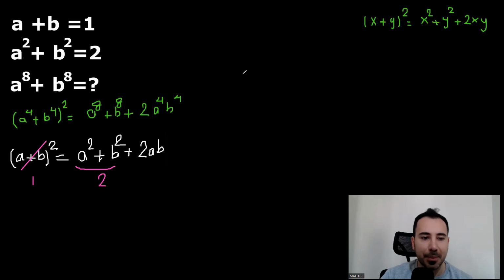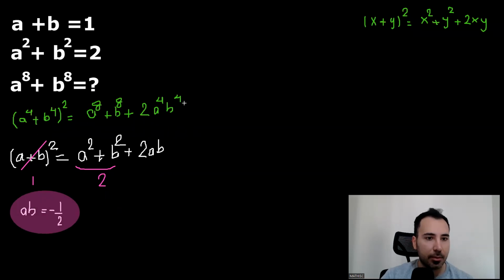So what is a times b? Well, because of this, ab will be negative 1 over 2. So I'm going to write it like this. This is useful information. And now you see we have found this part, which we could rewrite as (ab) to the 4th power.